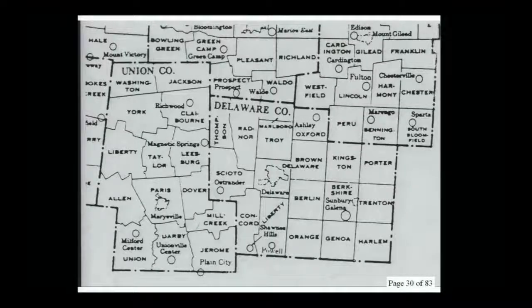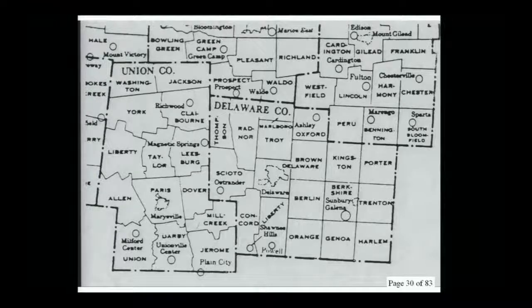Slide 28 shows you where Reading is in relation to the rest of the state. Slide 29 is a map of Ohio. Boy, does Ohio have a lot of counties. And Delaware is just about smack dab in the middle of the state. And slide 30 shows you where Delaware Township is in the county of Delaware.